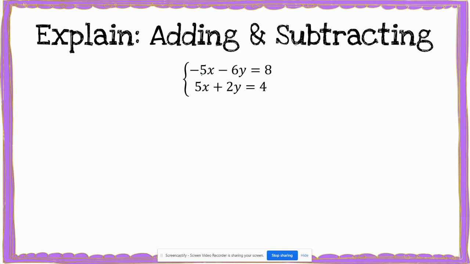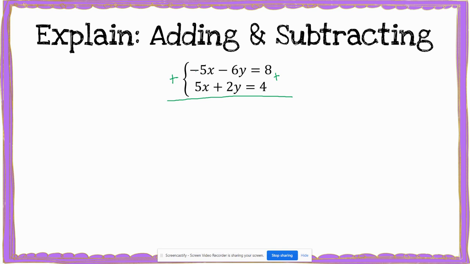Well, I notice that my coefficient on x is negative 5 in my first equation, and my coefficient on x is positive 5 in my second equation. I know that those are zero pairs, and I know that together they would equal 0 if I added them. So what I'm going to do is add both of these equations.